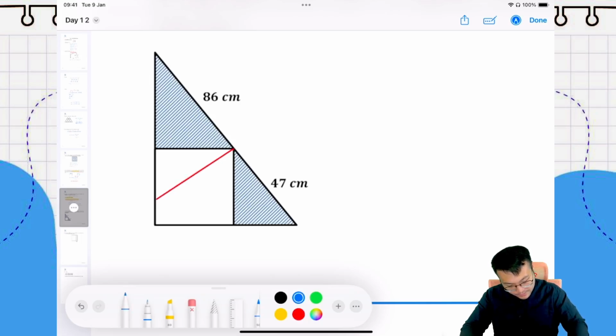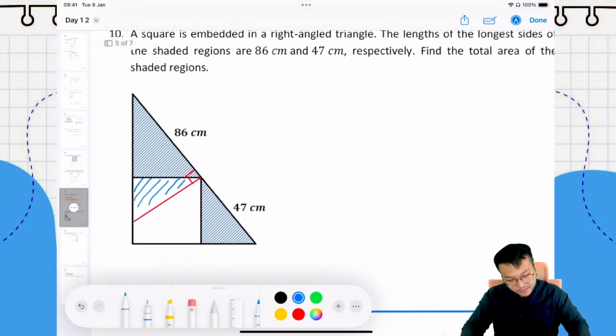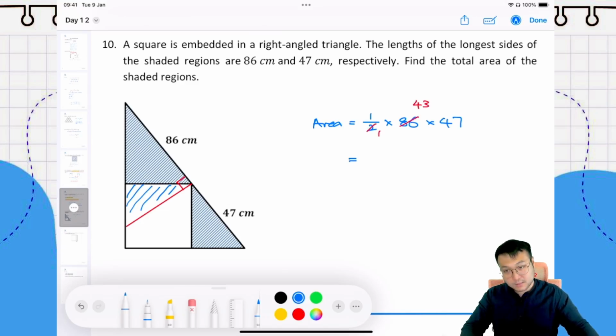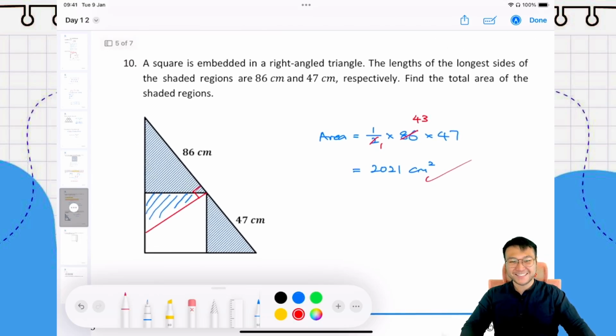So these two shaded parts added together will give you a right angled triangle. Therefore, how do you find the area of the shaded part? Half times 86 times 47. Correct. Very good. Then you simplify this. So the answer is 43 times 47, which is 21 cm square. So how? Do you find it easy now? Yes. Very good. Well done, Jin Chen.